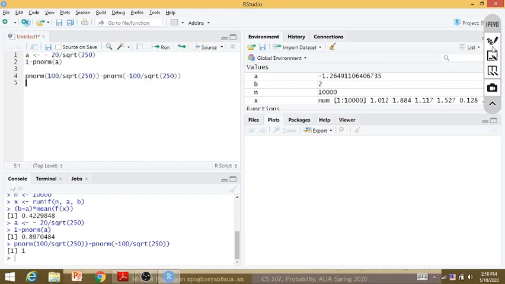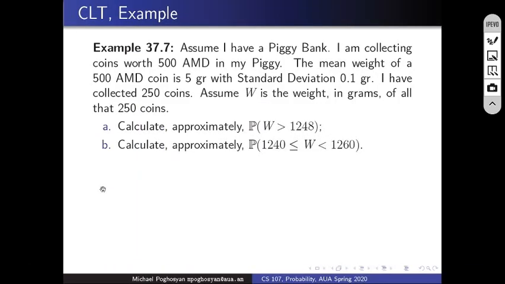Well, very close to 1, because these numbers are very far from 0. So we will have, this is almost 0, this is almost 1. So the difference is almost 1. Okay. This much about this example. Let's continue.